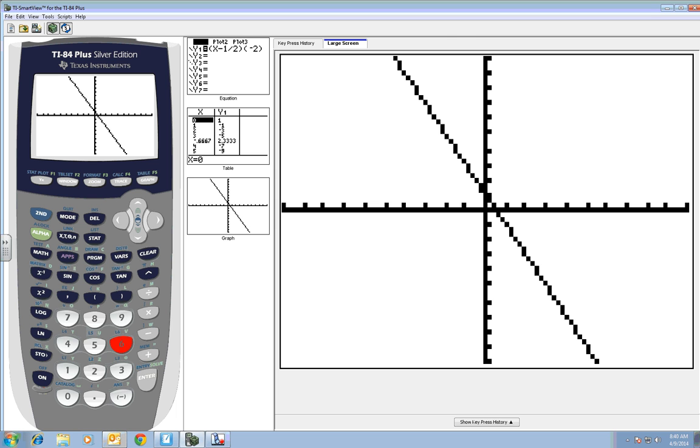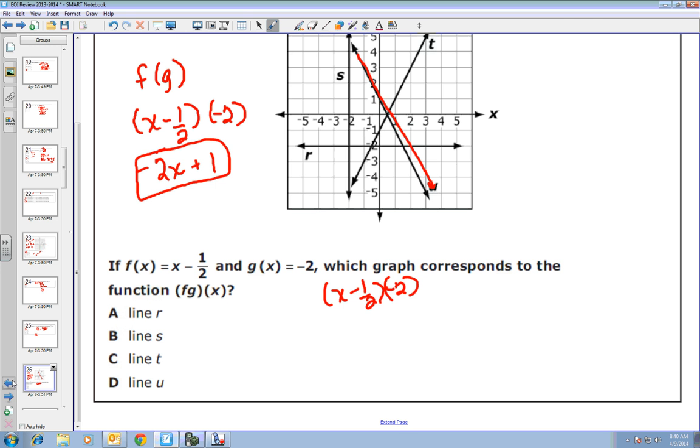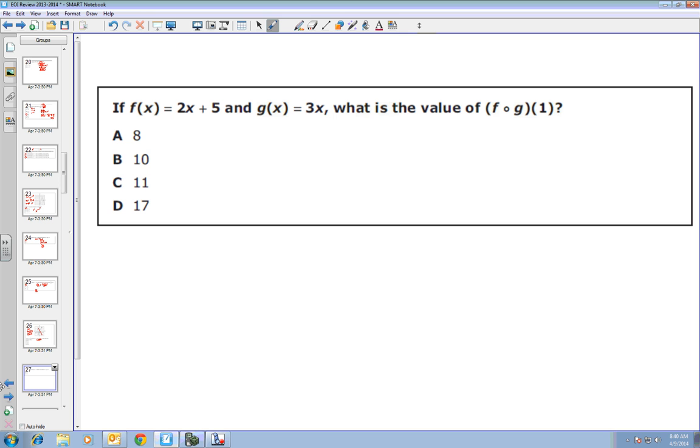Okay, next. All right, if f of x is 2x plus 5, g of x is 3x, what is the value of f of g of 1? This is not a multiplication problem. This is the composition of the two functions. We just did this last chapter. So they're wanting this, f of g of 1.